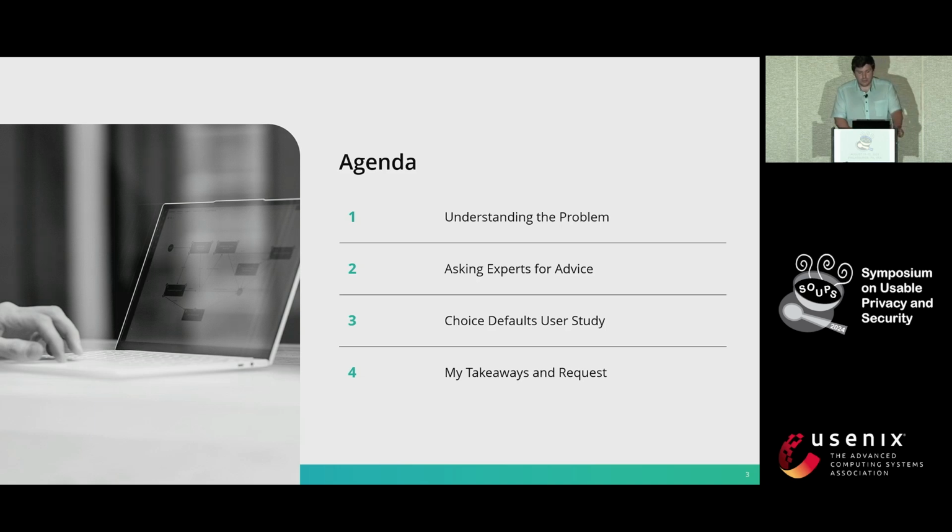Today, I want to introduce to you access reviews and their underlying problem. So first, we will understand this problem. Second, we will guide you to our expert interviews, as we asked our experts how to apply digital nudges on access reviews. Third, we applied one selected digital nudge, choice defaults, in a user study to study its exact effect. And fourth, I will talk about my major takeaways, and I have a little request for you.